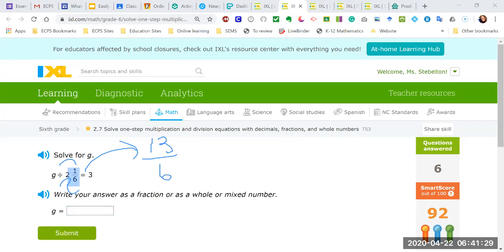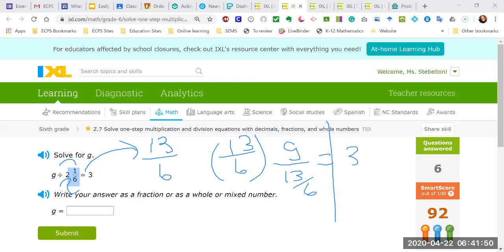So really now we have G divided by 13/6 equals 3. And then we're just going to multiply with 13/6, because even though we have a fraction, anytime it's division and we're trying to get that G all by itself there, we are going to multiply to solve it. So this side is also going to be multiplied by 13/6. These cancel out, leaving us with G.